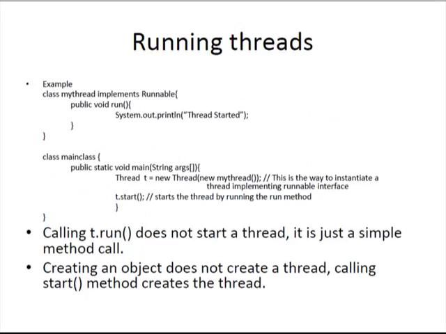Running threads: we are going to see a small example here. I implement the Runnable interface, and I implement its public void run. So I override the method. Sorry, Runnable is an interface, and an interface does not provide any implementation for the method. So I implement the Runnable run method. Then in my class, in public static void main, I create one instance of the Thread class, and then I run the run method using t.start.